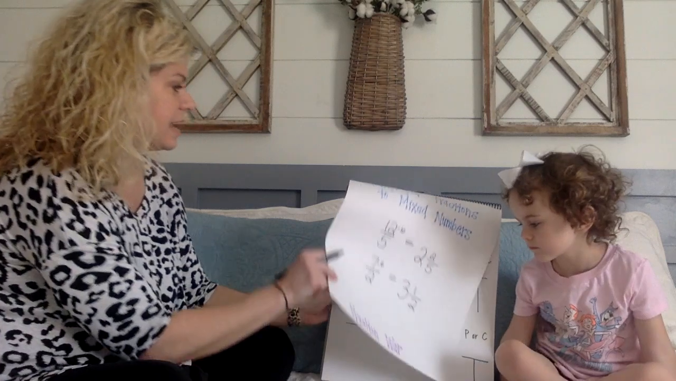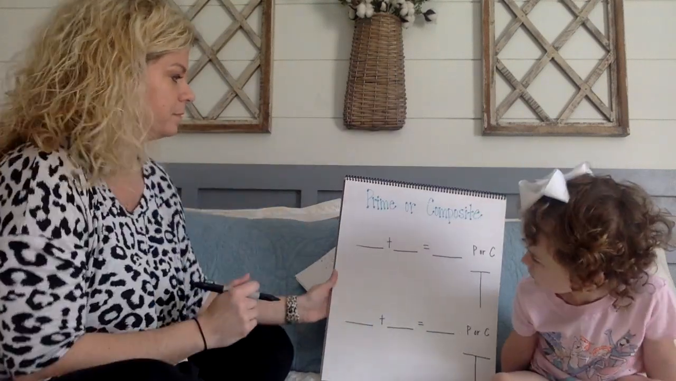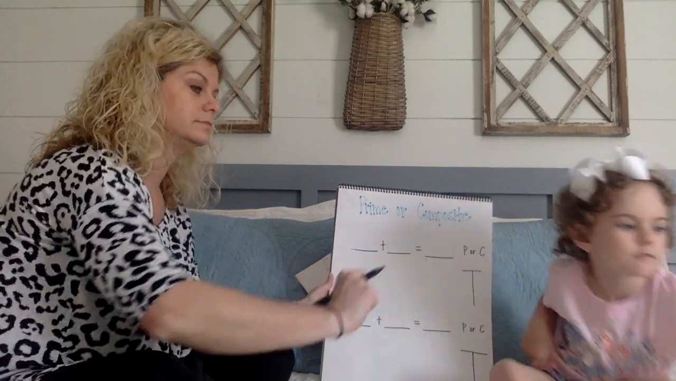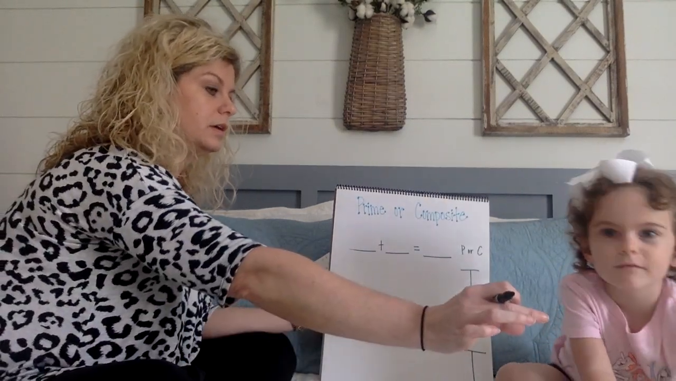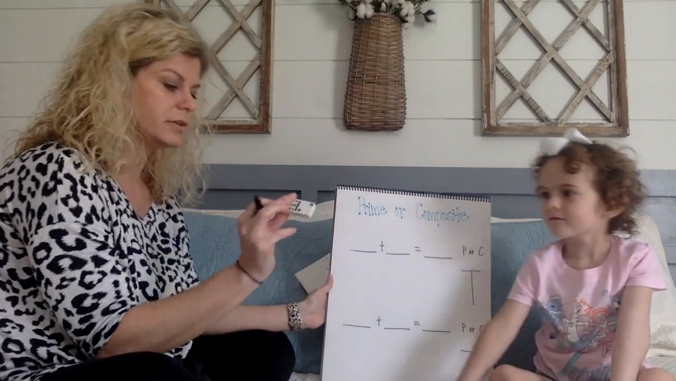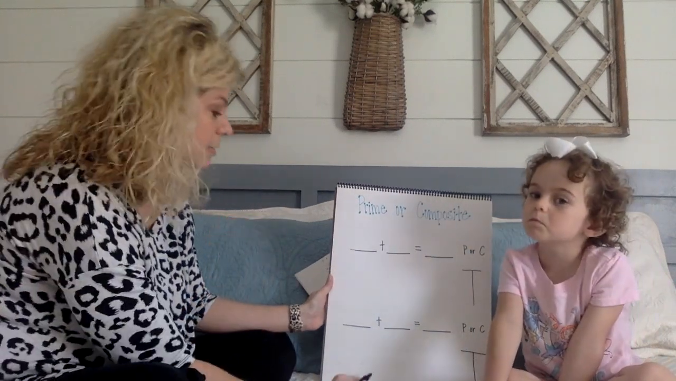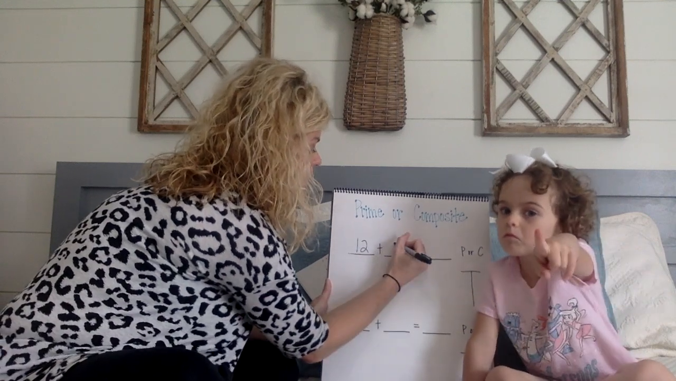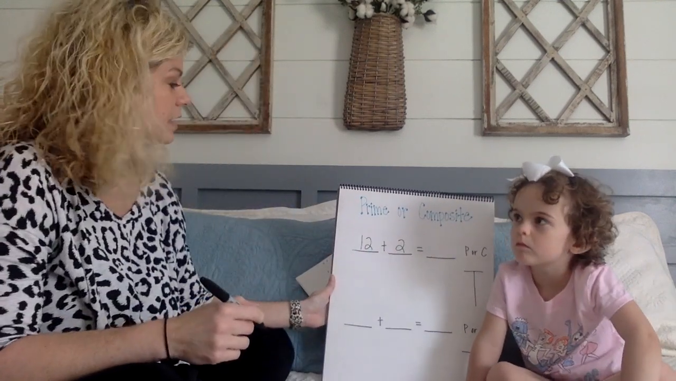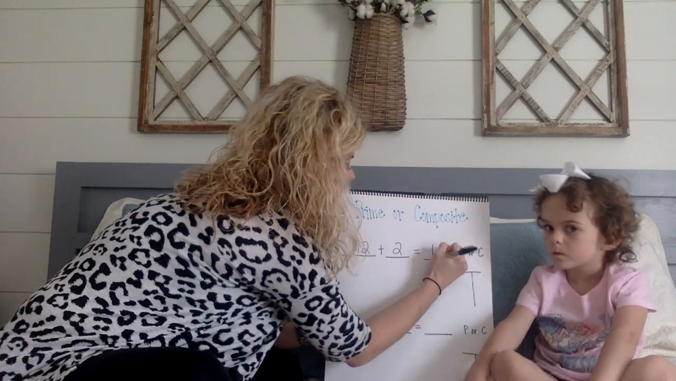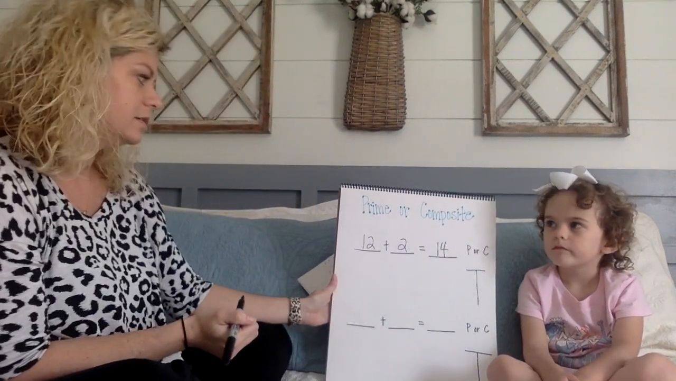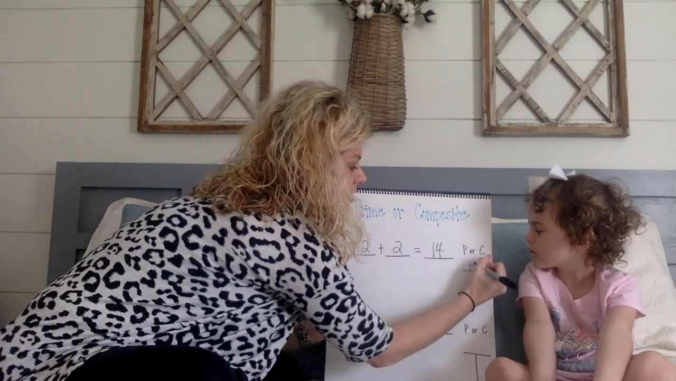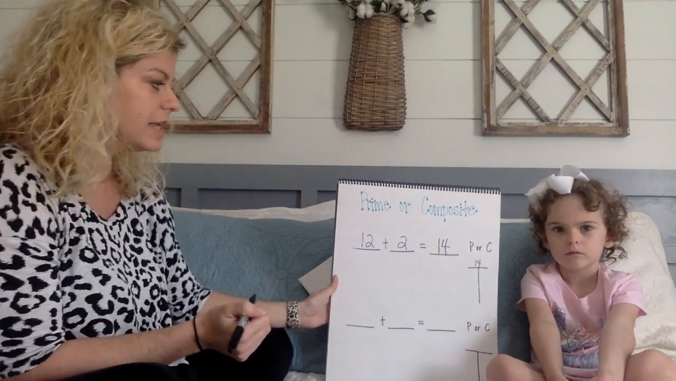The last game I have for you today is determining whether a number is prime or composite. You take the two numbers that are on your dominoes and you add them together. So I have 12 plus 2 is 14. You then take 14 and determine whether it's prime or composite by creating a T-chart.